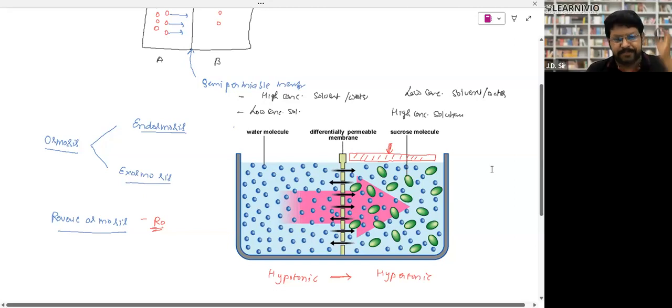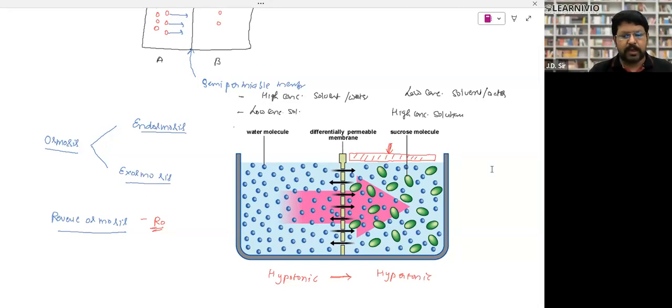So what happened? We have a tumbler, and this tumbler is separating two solutions. Both of the solutions are separated by a differentially permeable membrane, that's what we call a semi-permeable membrane. Semi-permeable or differentially permeable membrane has very small pores, so small that only water molecules can cross through this membrane. Not any solute molecule can cross through the membrane.